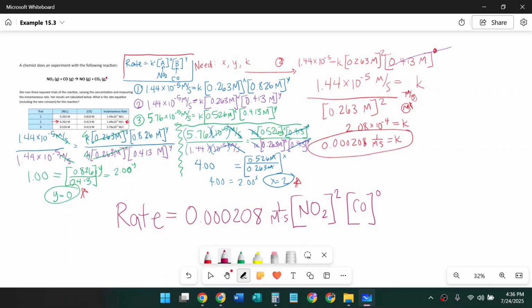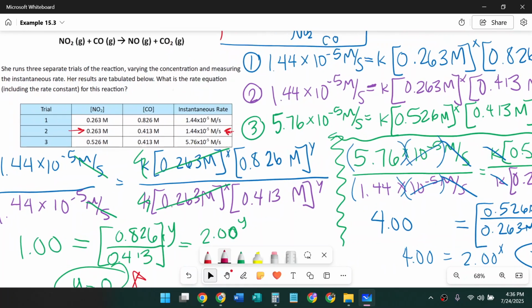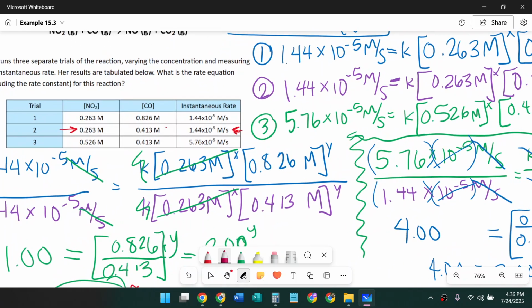You could leave it this way, but remember, something raised to the 0 is just going to be 1. So that means we actually don't need this piece at all. We can just leave this off. That means this reaction only depends on the concentration of the NO2. It does not depend on the CO. And you can kind of see that over here. We changed the concentration here, but the rate didn't change. This one stayed the same.